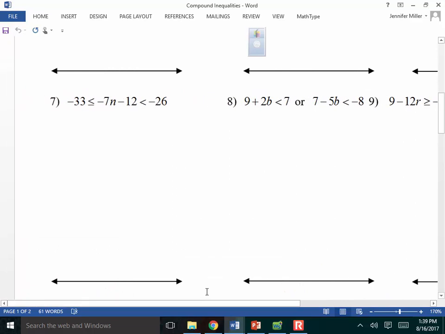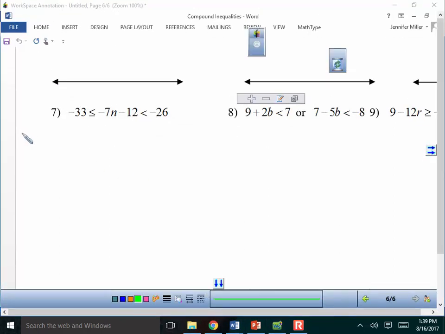All right, on number 7, and yes, this is another one where you can do it your way, Kennedy. But I would like to go ahead and break this up into 2 different inequalities. One being negative 33 is less than or equal to negative 7n minus 12. And then the second one would be negative 7n minus 12 is less than negative 26. So now we're just solving for our variable, right, Meyer? So we just add 12 to both sides.